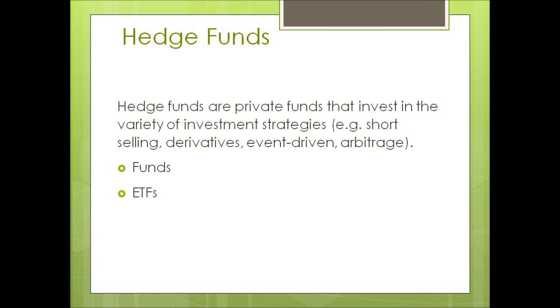Event-driven strategy is an anticipation of a specific event that will affect the stock price. For example, merger, acquisition, hostile takeover, or avoiding a bankruptcy. Arbitrage strategy benefits from pricing inefficiencies between related securities, for example, convertible bonds and stock price. You can get access to hedge funds by buying their funds, or you can also buy ETFs which replicate various hedge fund strategies.